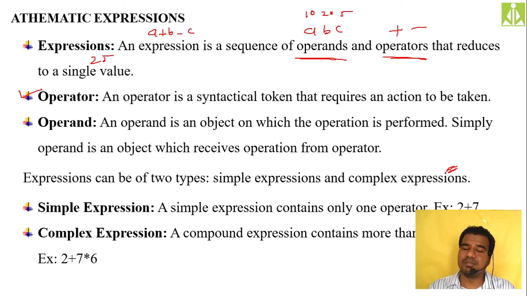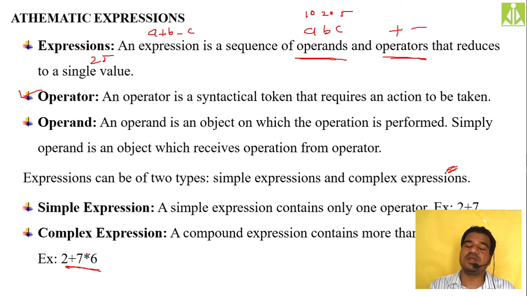Why the name simple and why the name complex? Because if you have only one operator, there is no confusion. Simply you can evaluate that operator, plus, and finally get the single value, isn't it? If there is only one operator, there is no confusion at all. But if you have more operators in your expression, like two, here plus and multiplication, then the confusion will start. Which operator do we need to evaluate first?